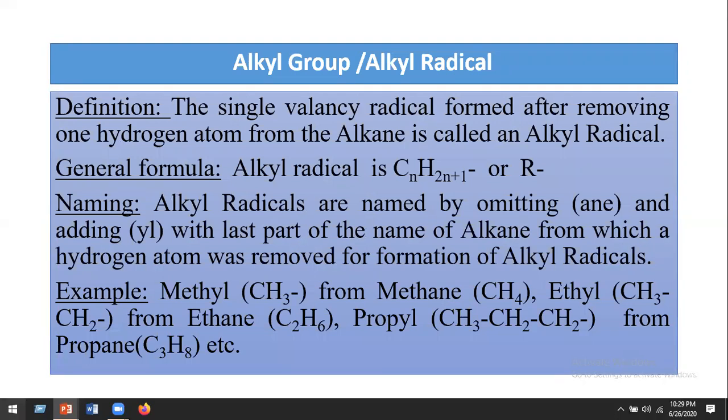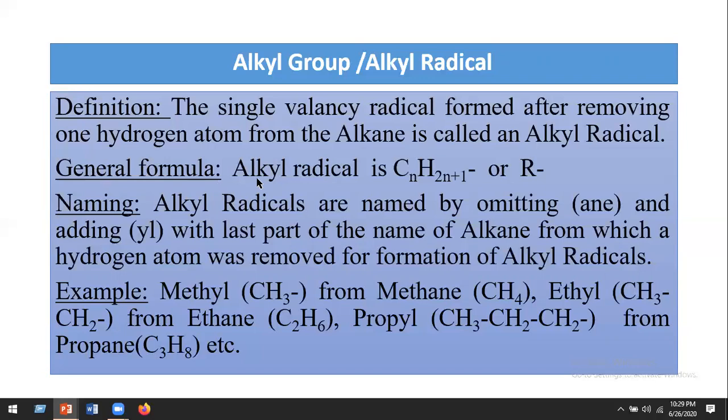Now we are going to start with what an alkyl group is and its naming. The single valency radical formed after removing one hydrogen atom from an alkane is called an alkyl group. Again, when one hydrogen atom is removed from an alkane, the produced monovalent radical is known as an alkyl radical or alkyl group. Here, monovalent means the group or radical has valency 1.